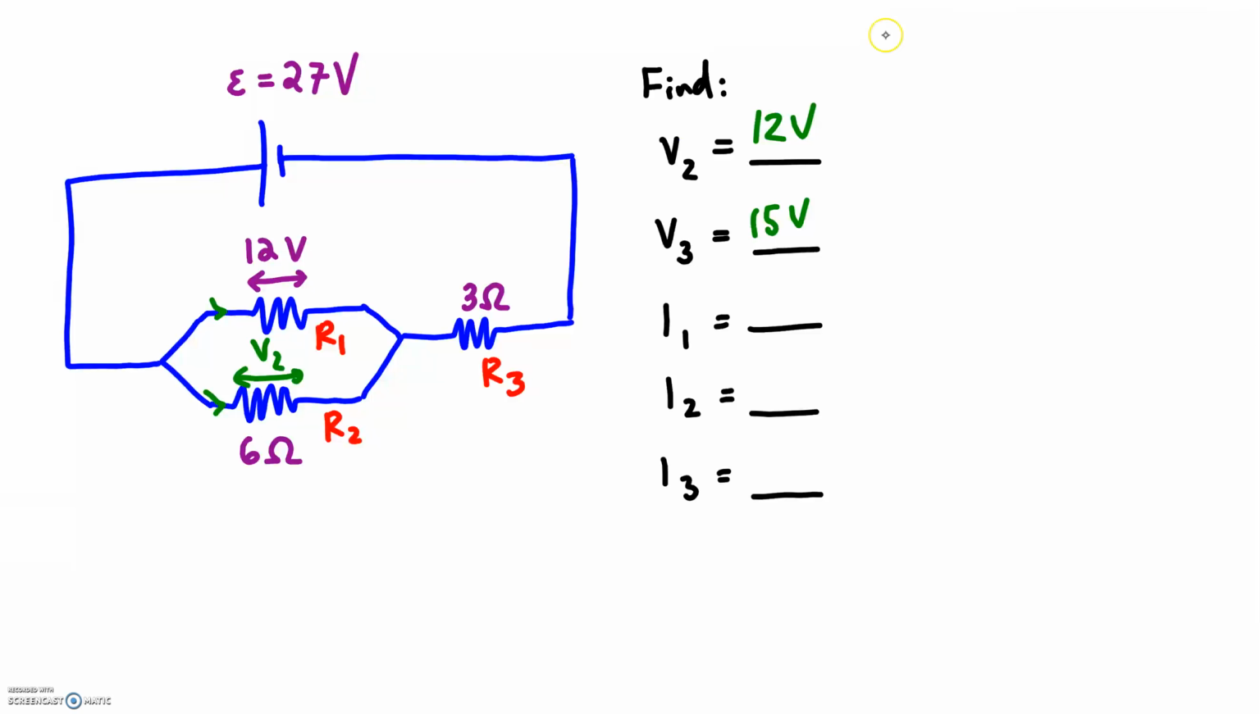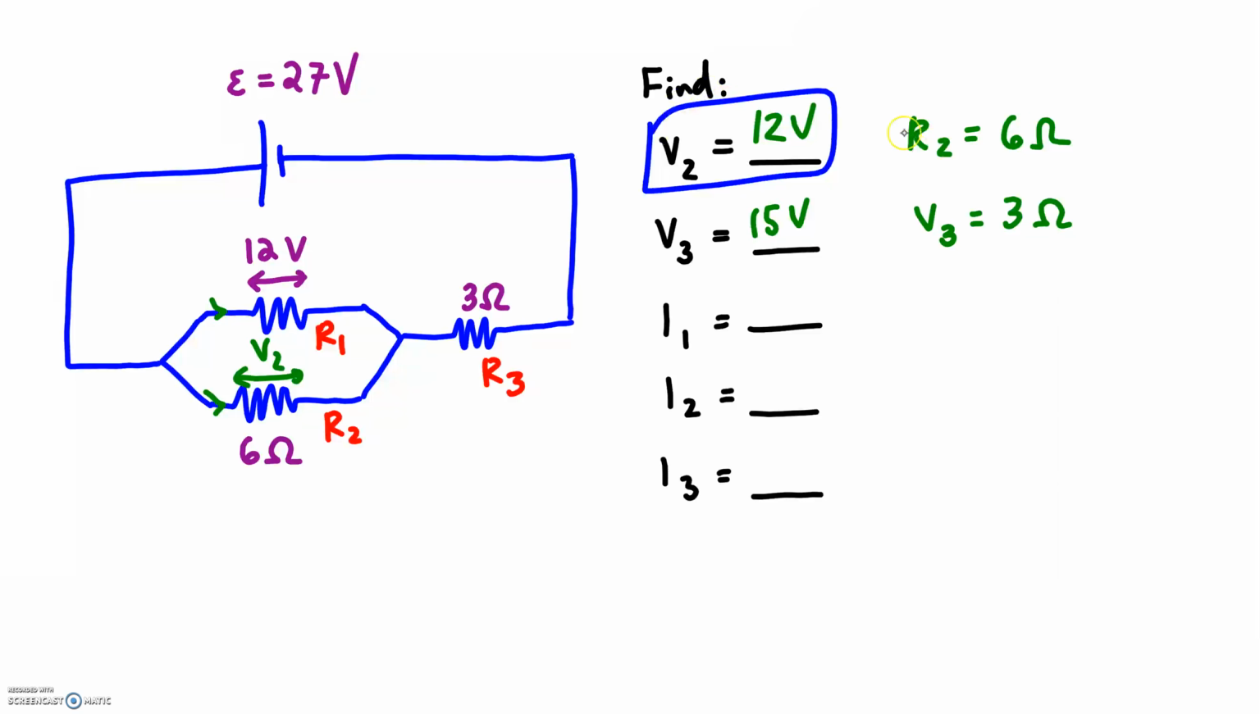We know R2 is given at 6 ohms. And we know V3, 3 ohms. So if we have V and R, we can calculate current, I2. We do V equals IR.